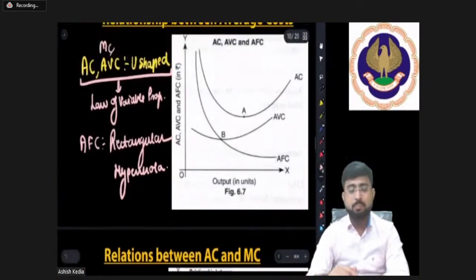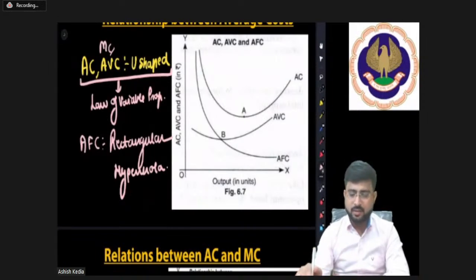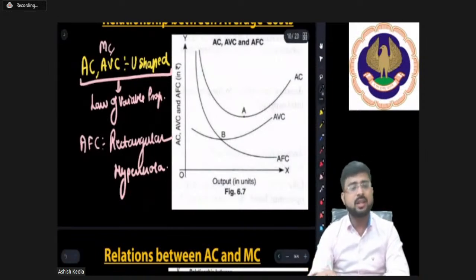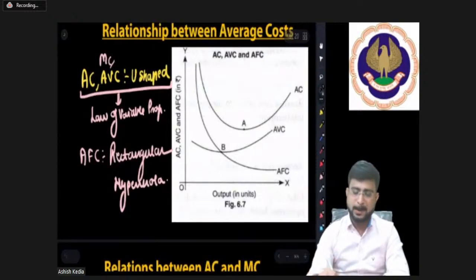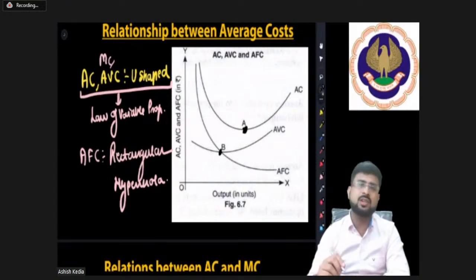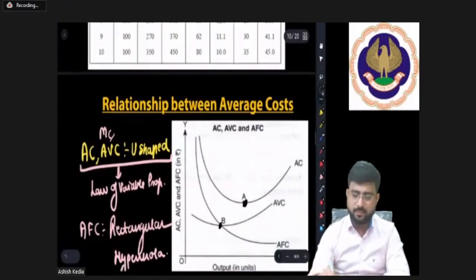Let me tell you some peculiar things that I did not tell in the last class. Pay attention, everyone. We will start where we ended in the last class. Guys, see, the AC curve is U-shaped, AVC is U-shaped. You all know this. But there is a big question that I have in mind. You all have to answer this. I will not help you in this.